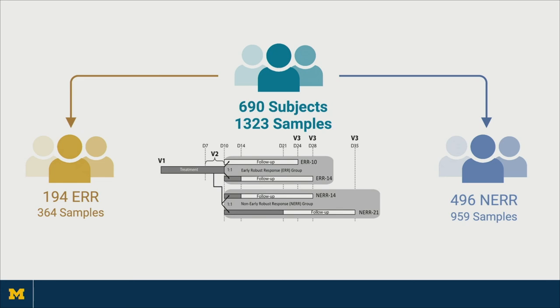V2 was an assessment to discern if a patient would be defined as an early robust responder, ERR, versus a non-early robust responder, NERR. The definition for this had to be done by clinical assessment, utilizing an FEV1 improvement by 8% and a CRISS score, which is a symptomatic composite score used in CF, of more than 11 points.